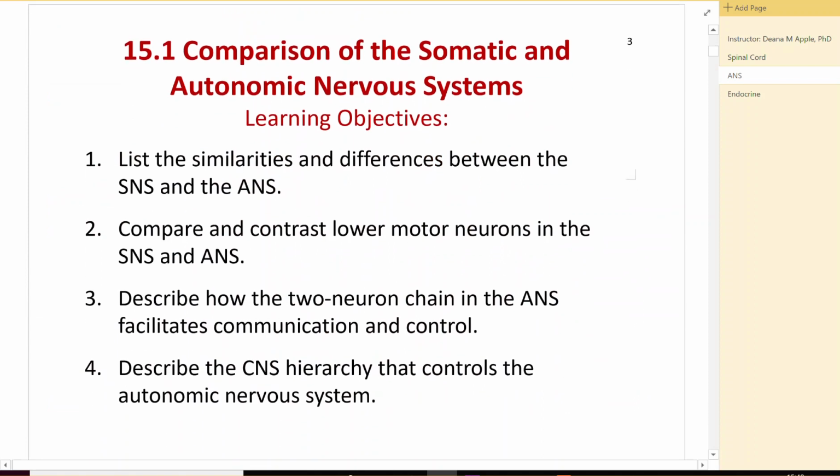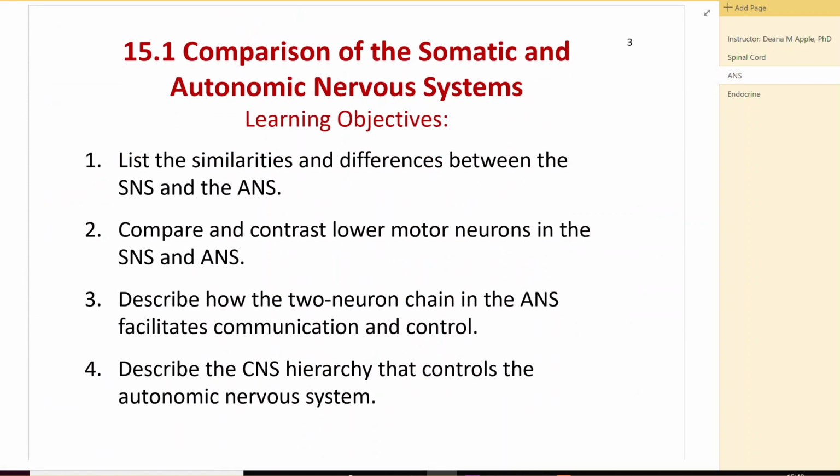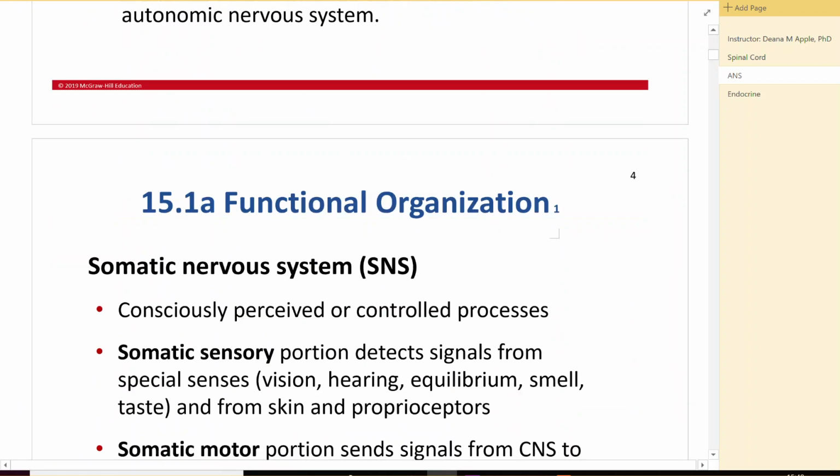Okay. So chapter 15 is going to be over the autonomic nervous system. So we want to know the differences between the somatic and the autonomic nervous systems. So we're going to talk about lower motor neurons of both systems. We're going to look at the 2 neuron chains that we just talked about in the spinal cord, and we're going to talk about how the autonomic nervous system is controlled.